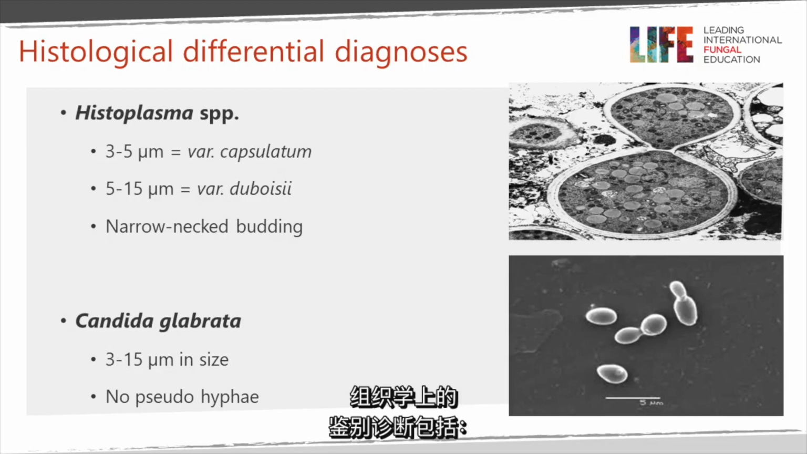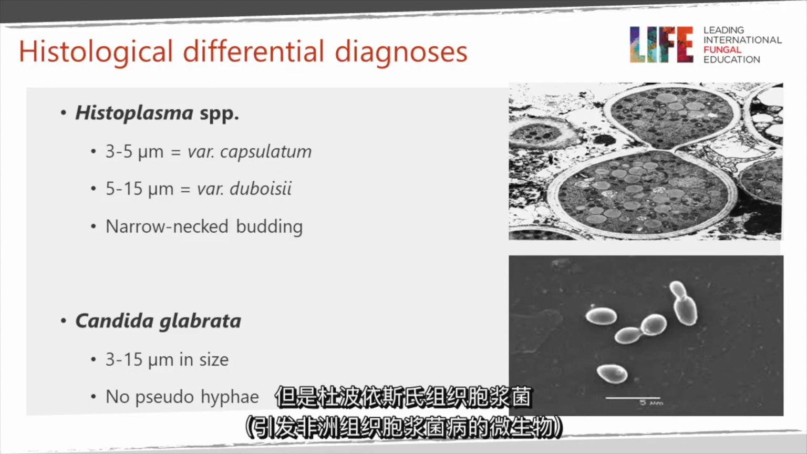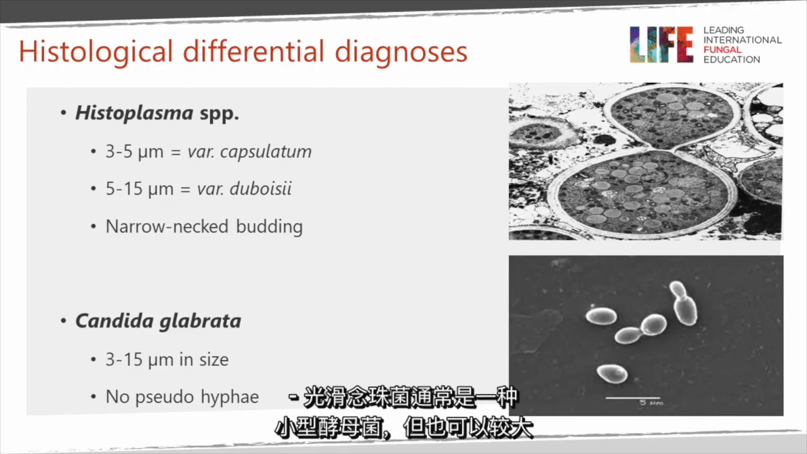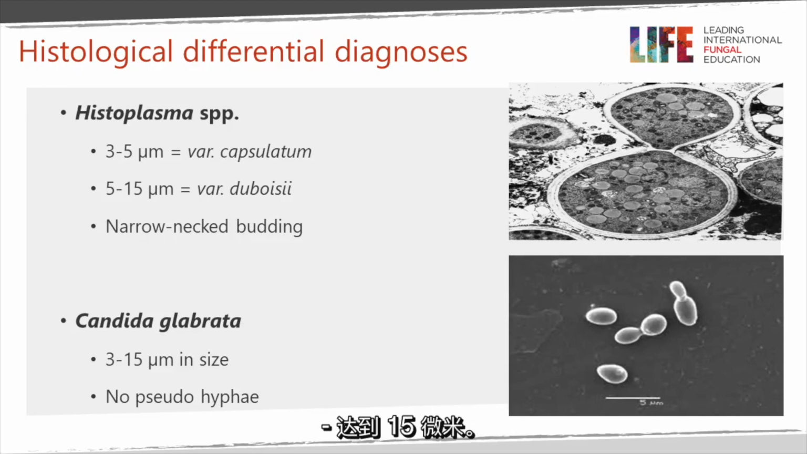The differential diagnoses, histologically: Histoplasma, which usually is smaller than Cryptococcus, 3 to 5 microns across, but Histoplasma duboisii, or the organism causing African histoplasmosis, is quite a bit larger, and they do have narrow budding yeast cells. Candida glabrata is usually a small yeast, but can be larger, up to 15 microns, and there are no pseudohyphae seen with that, and pseudohyphae are very rare with Cryptococcus.